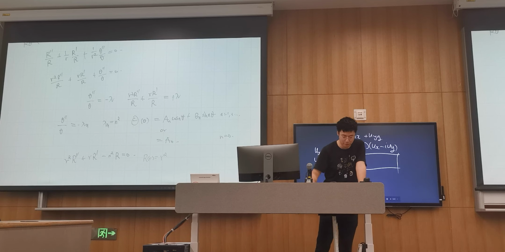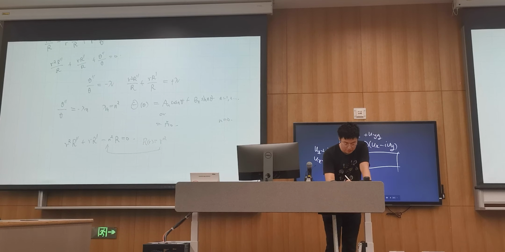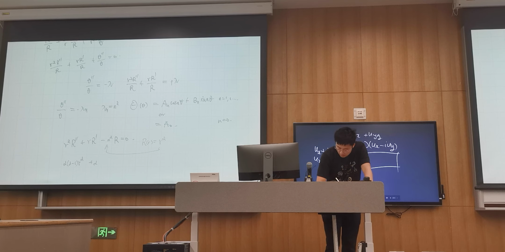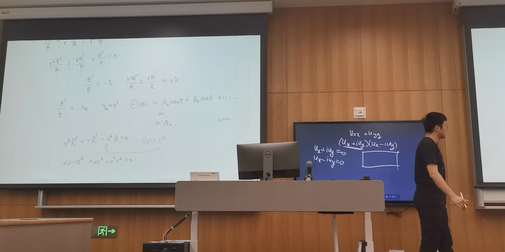So, if you put this assumption back over here, then what you are going to see is that you will be obtaining alpha minus 1 r to the alpha times, plus alpha r to the alpha times, minus n squared r to the alpha times, which equals 0. Right? This is what we are going to see.